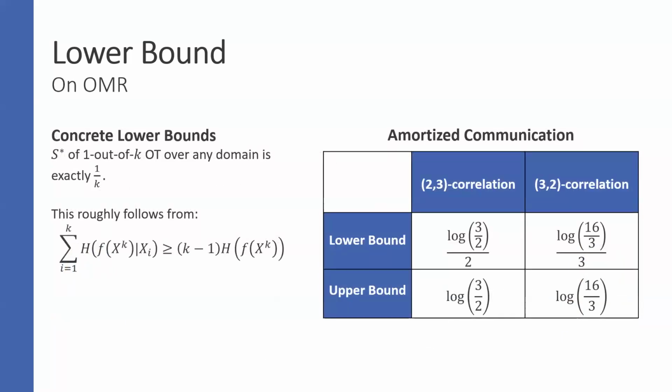Okay, so we then compute S-star for several correlations. For example, the S-star of 1-out-of-K OT over any domain is exactly 1 over K. And with that, we can achieve lower bounds of a half and a third for our results.